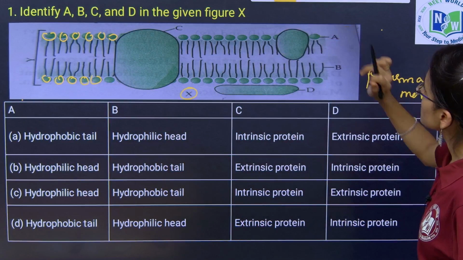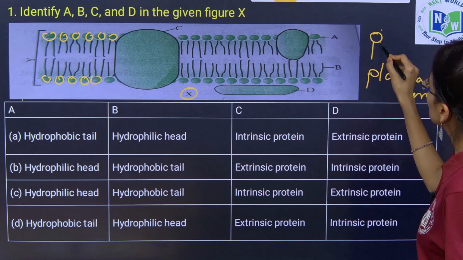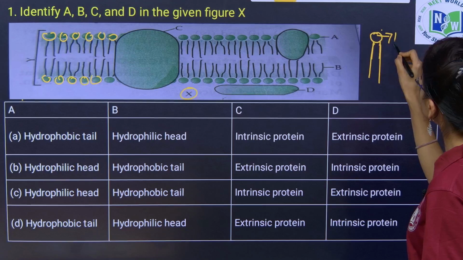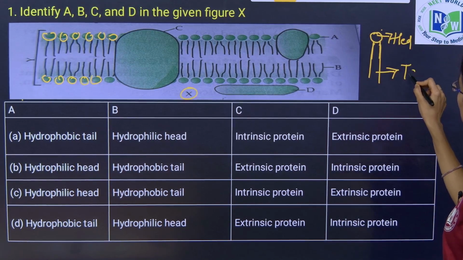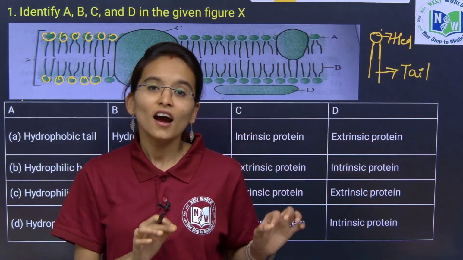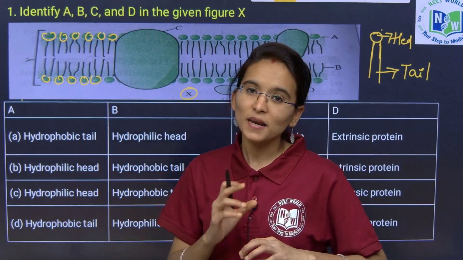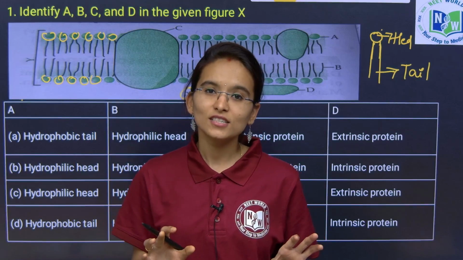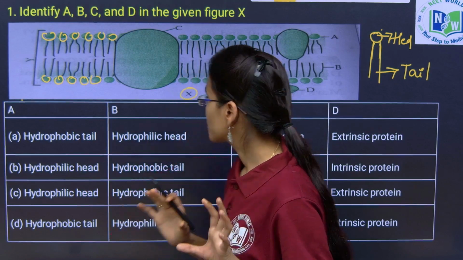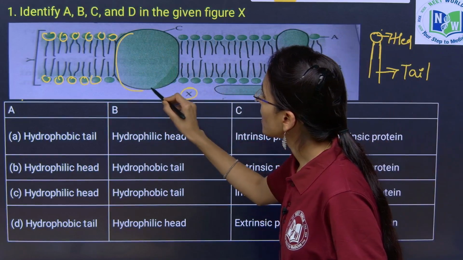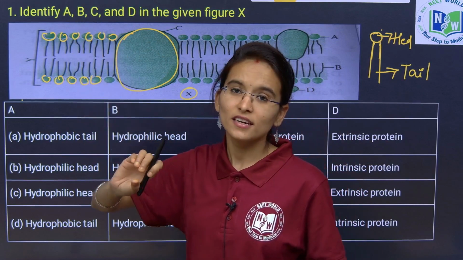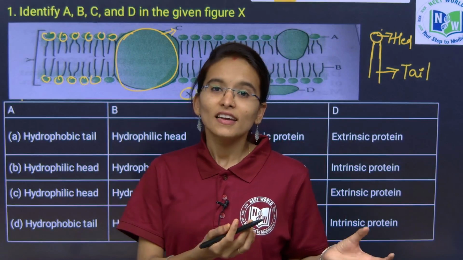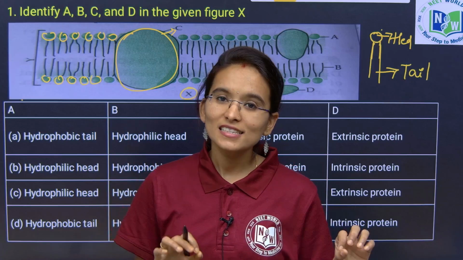If you see this single structure, the lipid molecule contains two components: this is the head and this is the tail. The head is called hydrophilic and the tail is called hydrophobic. In the plasma membrane, the head part is associated with the aqueous environment, hence it is called hydrophilic, and the tail part is called hydrophobic. In between these two lipid layers, proteins are embedded, and the proteins are important for carrying substances from outside of the cell to the inside of the cell.